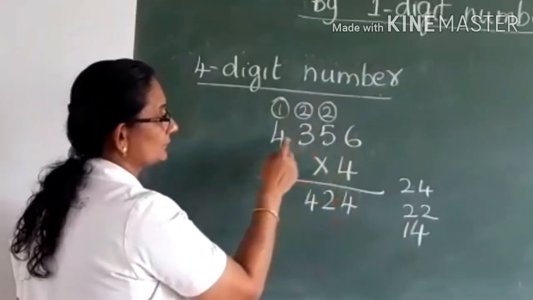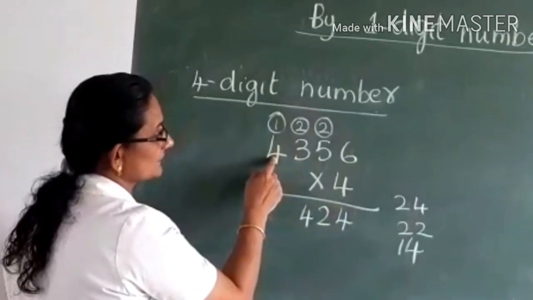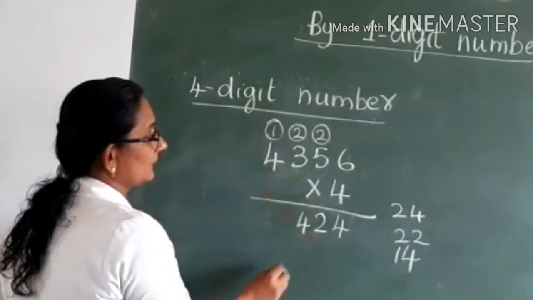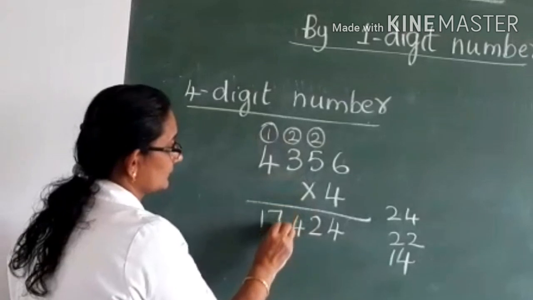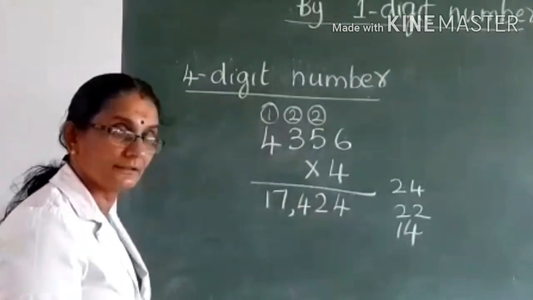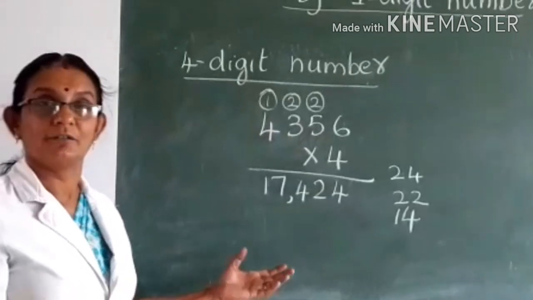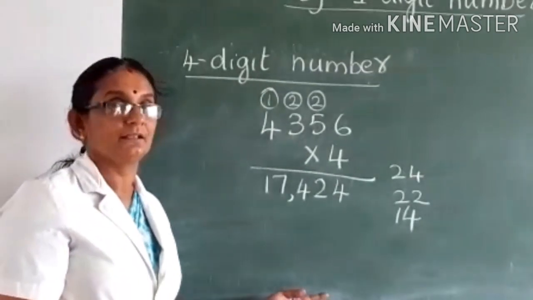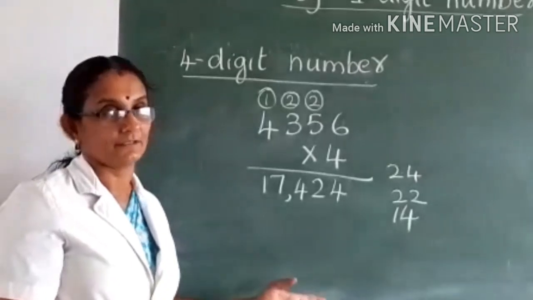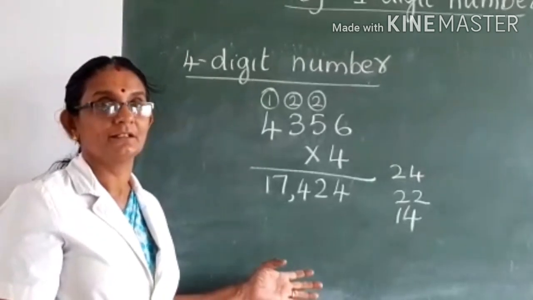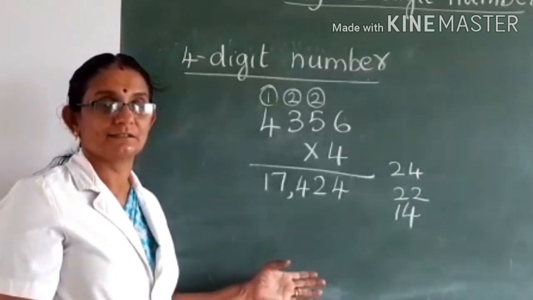Now 4 into 4 is equal to 16. 16 plus 1 will give you 17. So the answer is 17,424. I hope you have understood how to multiply a 4-digit number by a 1-digit number. Isn't it, children? So that was also very easy, isn't it?